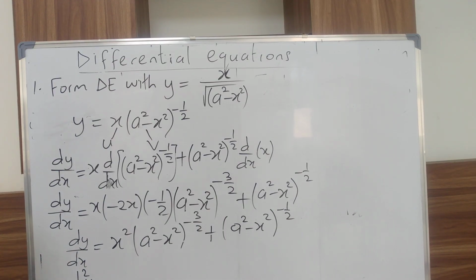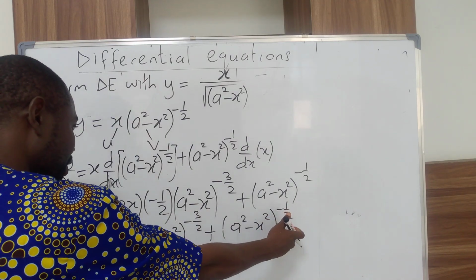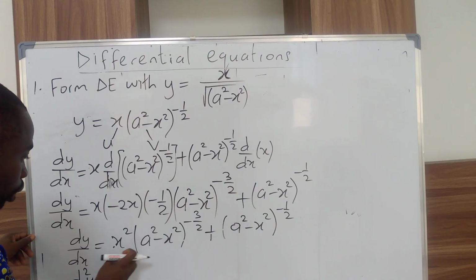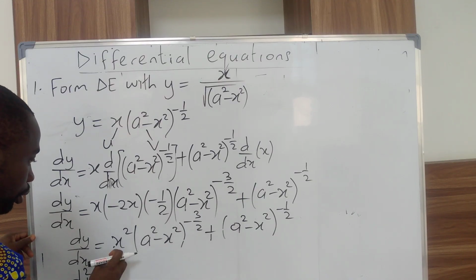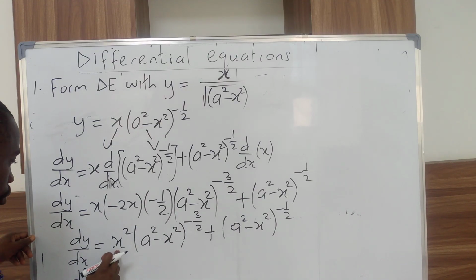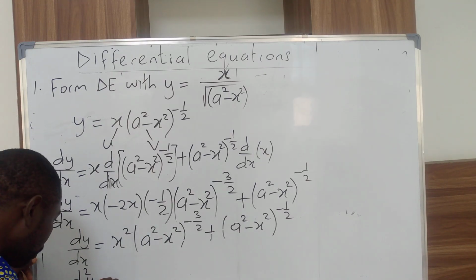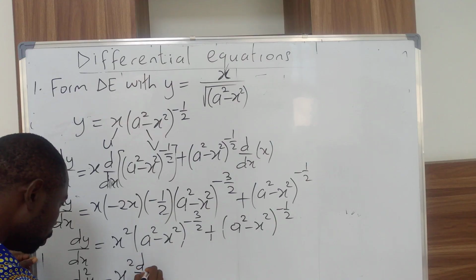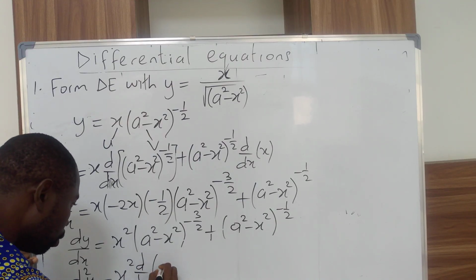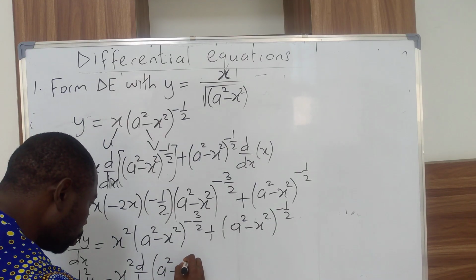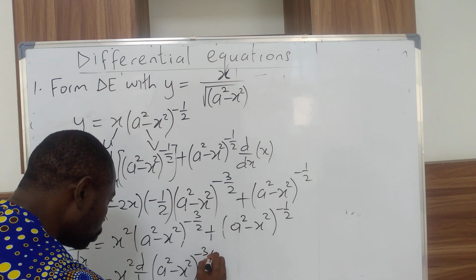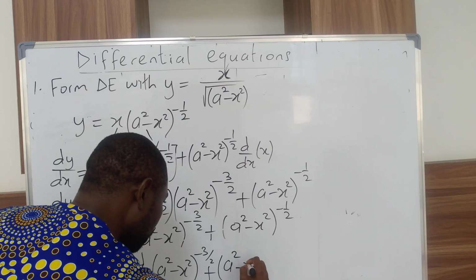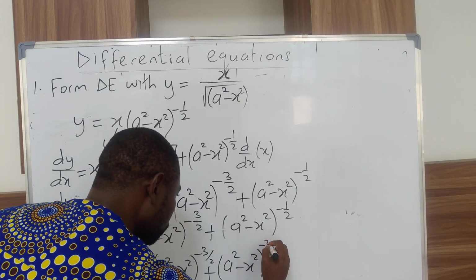What does that mean? I'm going to differentiate this function again. This is x squared times another function. So I'm still going to apply the product rule here. This will be u, this will be v. So I'm going to have x squared d/dx of (a squared minus x squared) to the power minus 3 over 2 plus (a squared minus x squared) to the power minus 3 over 2.